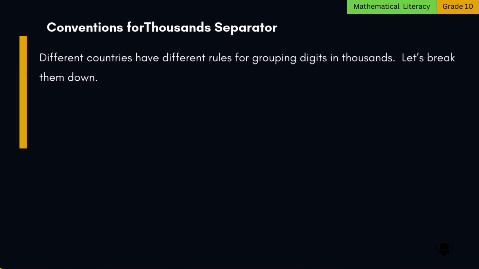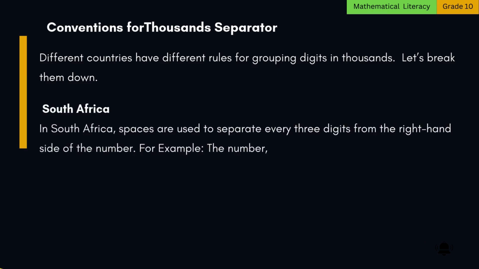Conventions for the thousand separator. Different countries have different rules for grouping digits in thousands. Let's break them down. 1. South Africa. In South Africa, spaces are used to separate every 3 digits from the right-hand side of the number.